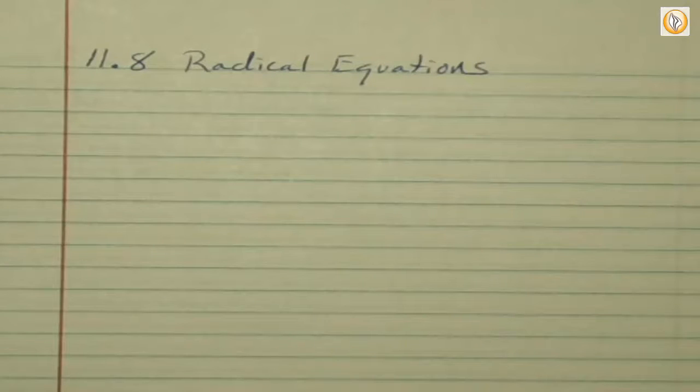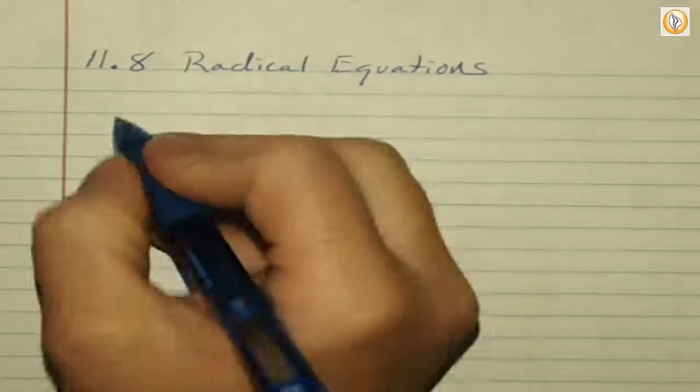You're basically doing like an intruder alert type thing. Isolate the variable. But it involves radicals. And there's a special way to handle radicals in this situation.